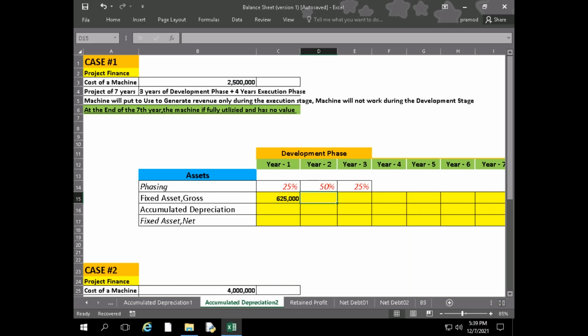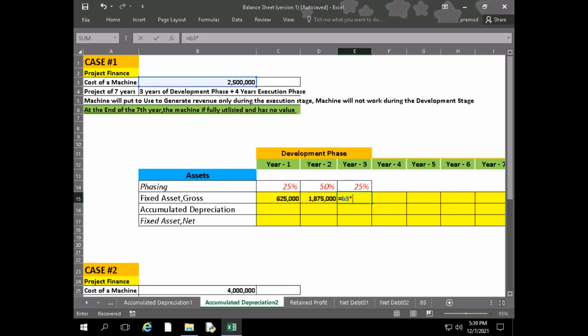In the second phase, what I need to do is increase the 50% with the previous amount, previous year. So equals 25 lakh into 50% plus my year one development phase amount. So it is 1,85,000. Oh, sorry, 18,75,000.